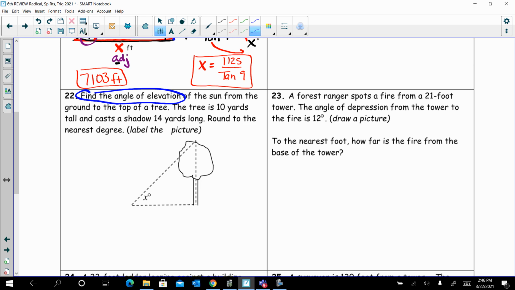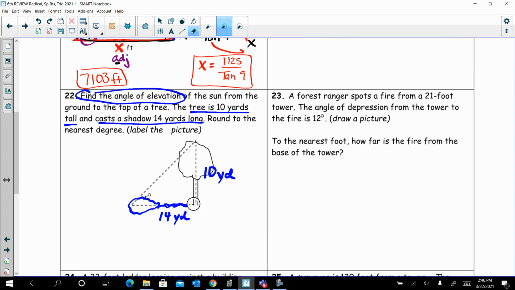But then we know the tree is 10 yards tall, so we would need to put the 10 here with the vertical distance. If you want to label your units, yards, and it cast a shadow 14 yards long. The shadow is going to be on the ground. It's like if this tree was here on the ground, it would have cast a shadow, right? And that shadow is 14 yards. Not that you need the shadow, but understand it's on the ground, right?